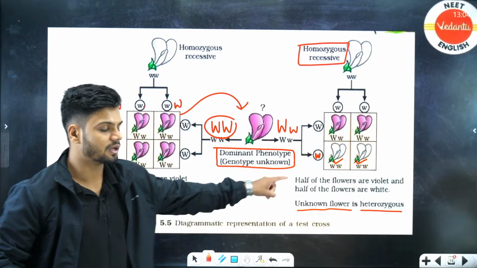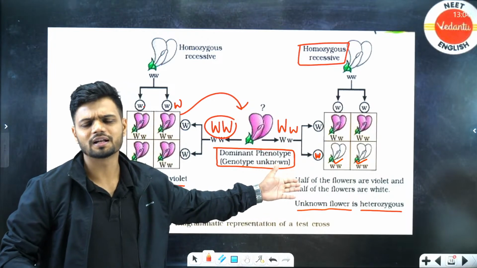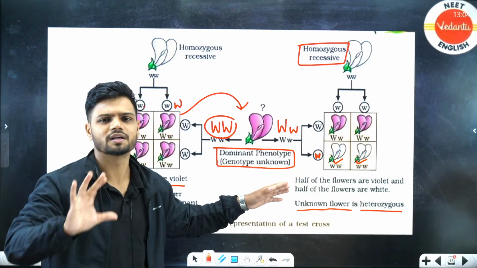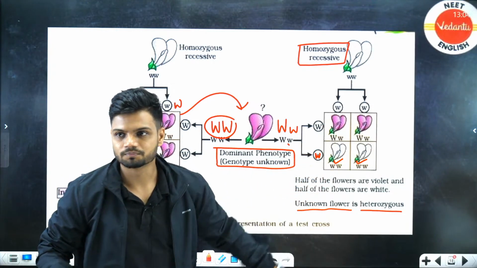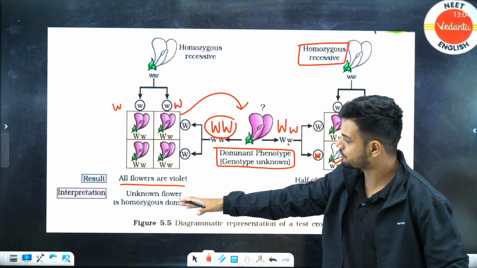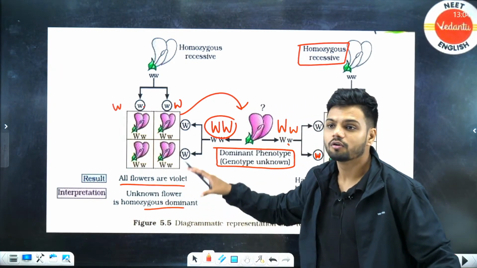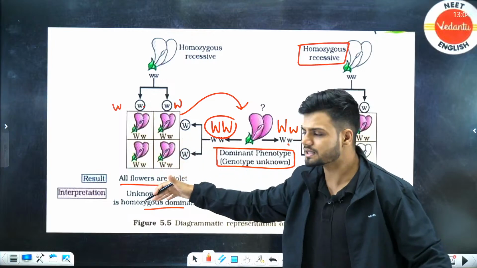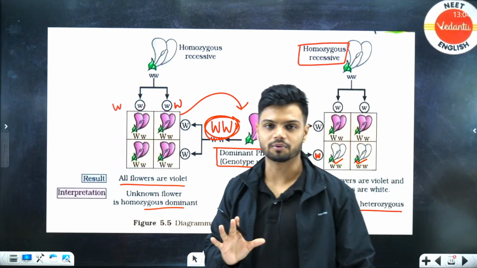Why? Because it is producing white flowers. Because the genotype itself was heterozygous. There one recessive allele was there, and that is why we are getting some white flowers. But in this case, all flowers are violet because the genotype was capital W.